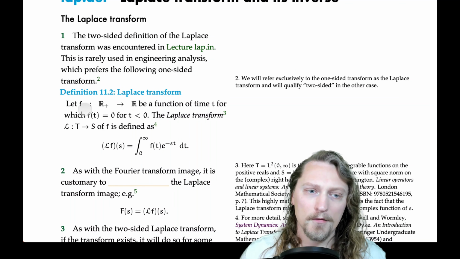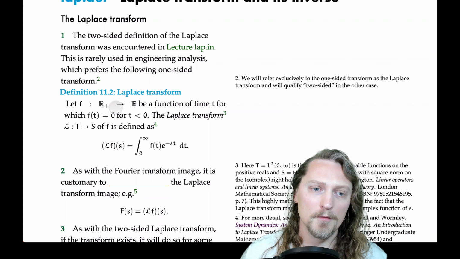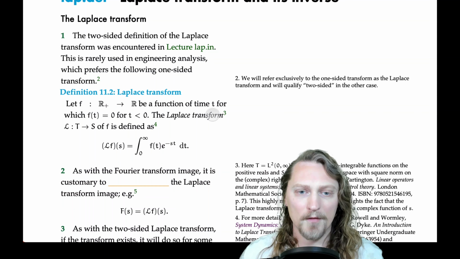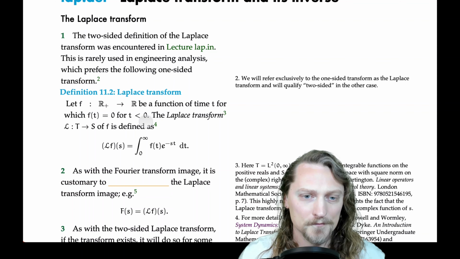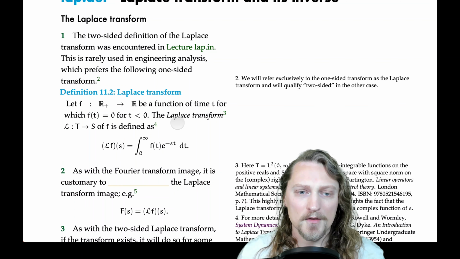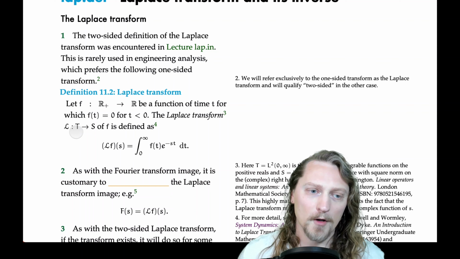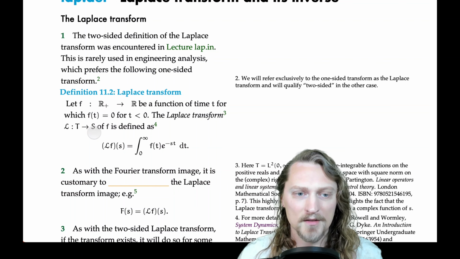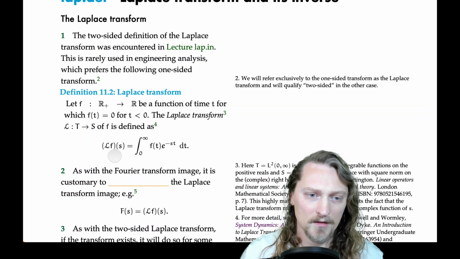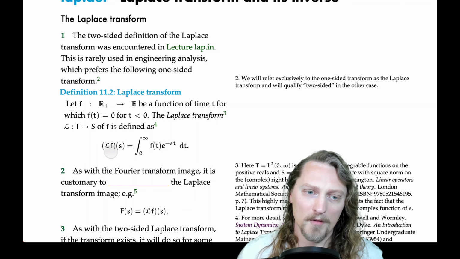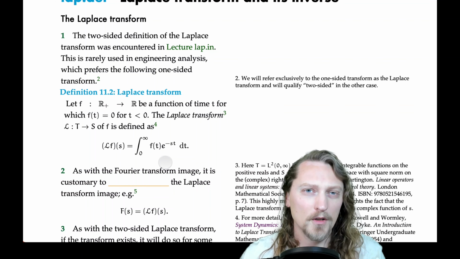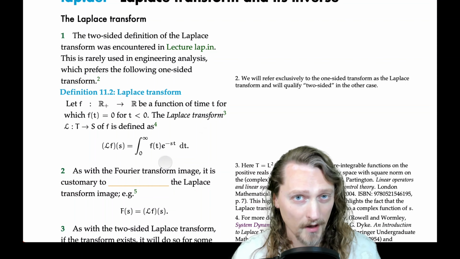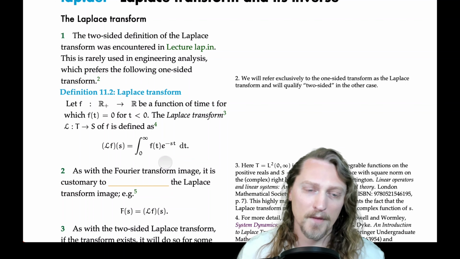Let f be a map from the positive reals to the reals, a function of time for which the function of time is equal to 0 for time less than 0. The Laplace transform L, a map from the space T to the space S, of f is defined as the Laplace transform of f of s equals this integral, which looks very similar to the Fourier transform integral, right?